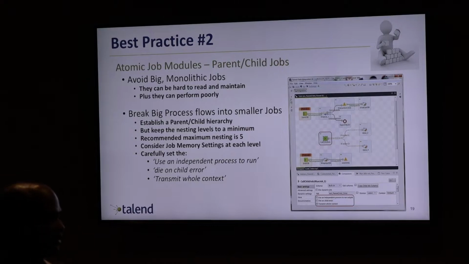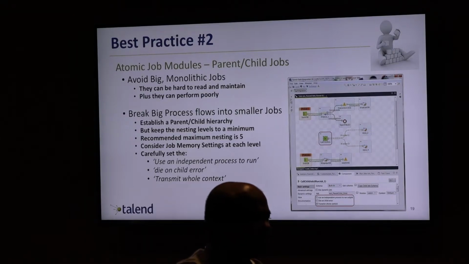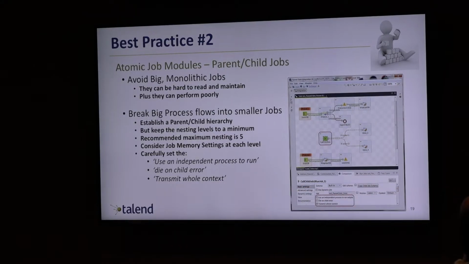Explain actually, how do we do that? Subjob and the new thread. How do I invoke a new thread? You just have to check that box over there. The call child job over there is a subjob. And in its settings, there's "Use an independent process to run subjob." You just have to check that. That's it.